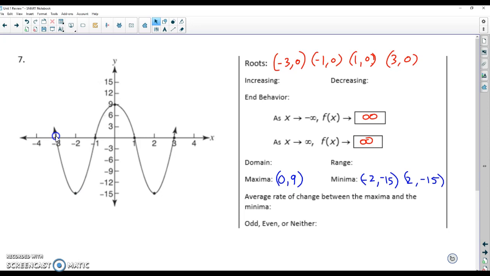Now back to odd, even, or neither. This graph looks like if I fold it across the y-axis, it would be an exact copy of itself. So that means that this one is even.